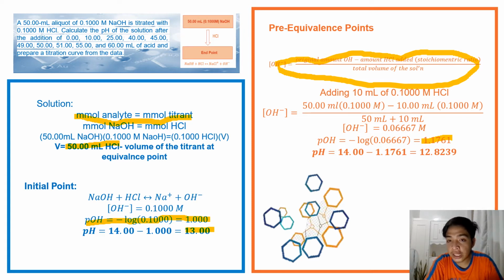From this, we will obtain the pH of the solution when 10 ml of hydrochloric acid is added, and it is 14 minus 1.1761, which equals 12.8239. 12.8239 is the pH when 10 ml of hydrochloric acid is added.